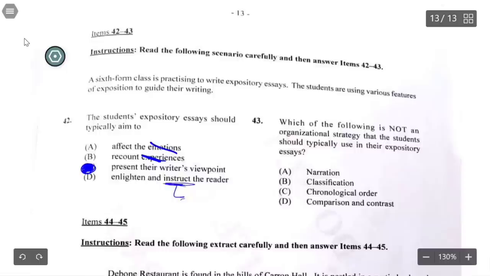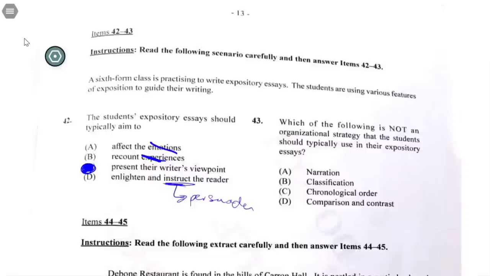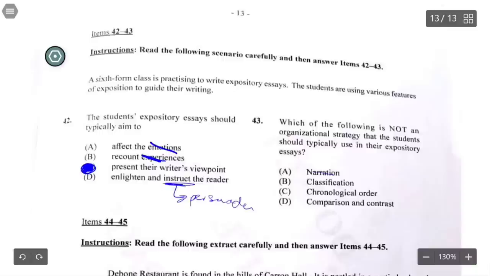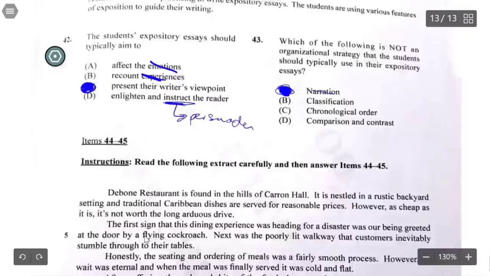43. Which of the following is not an organizational strategy that the students should typically use in their expository essays? Narration, classification, chronological order, comparison and contrast. Narration is the answer for this. You don't want to use that, but sure, classification, chronological order and such seems quite fine. Now let's go to 44.